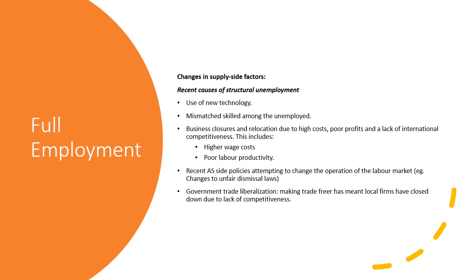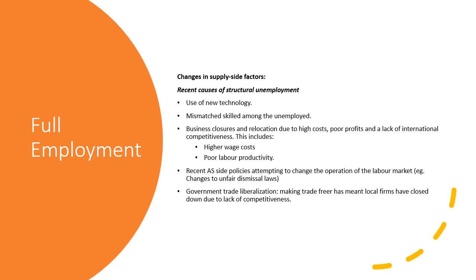And we also tend to have pretty poor labour productivity compared to some parts of the world. There have also been other aggregate supply side policies attempting to change the operation of the labour market. So they've tried to have changes to unfair dismissal laws because it's really hard to fire ineffective workers in Australia. And also there have been some changes to penalty rates to try and make it cheaper for businesses to operate on public holidays and weekends, which is trying to make businesses more efficient and more able to operate during those times so they do not have to lay off workers.